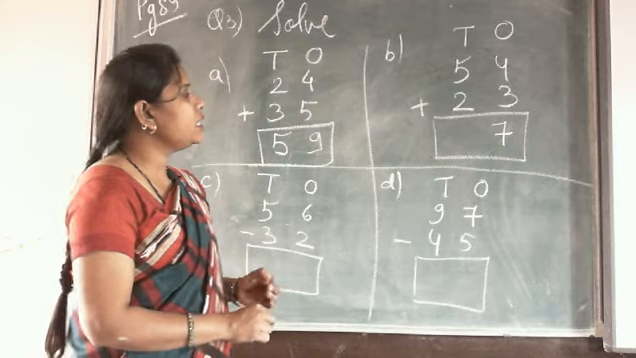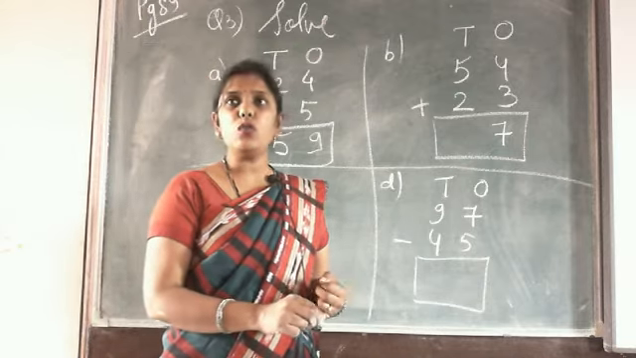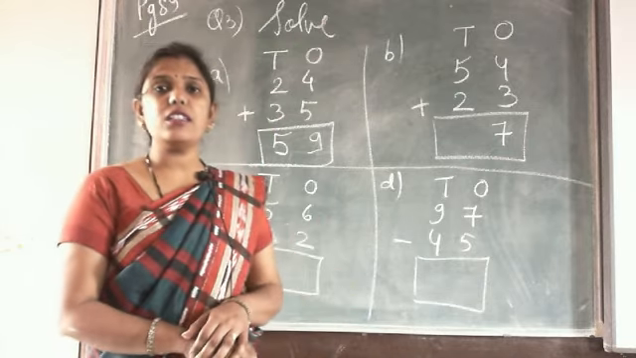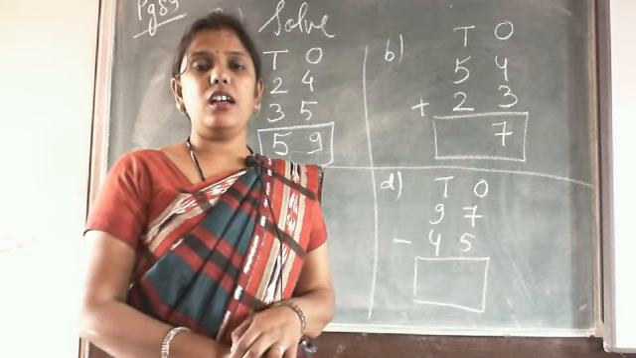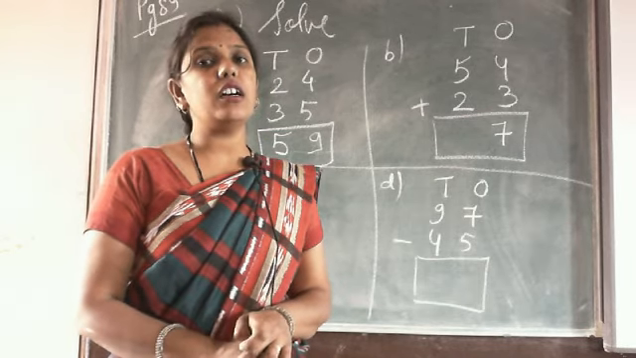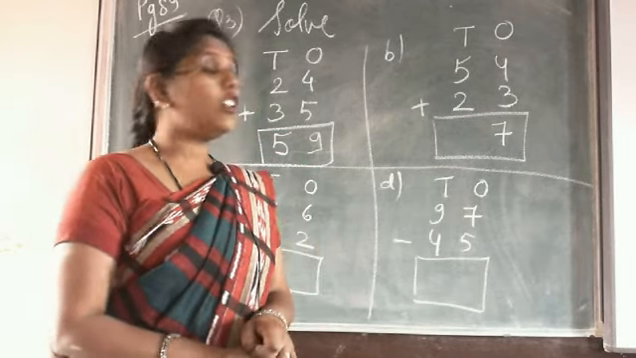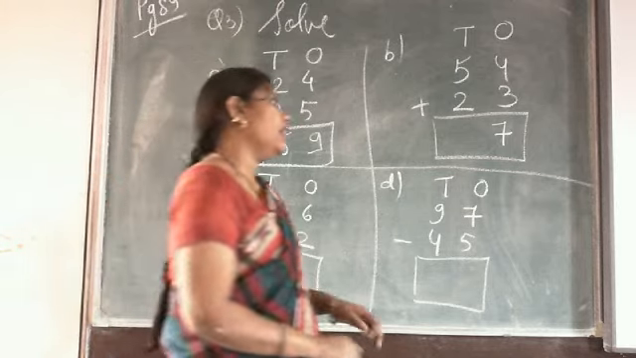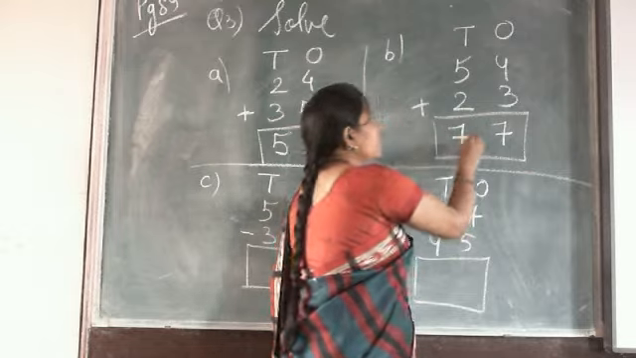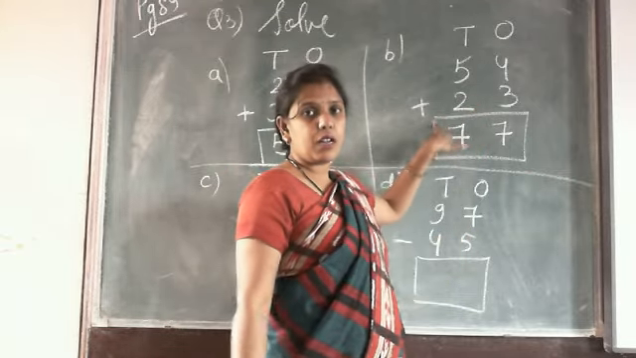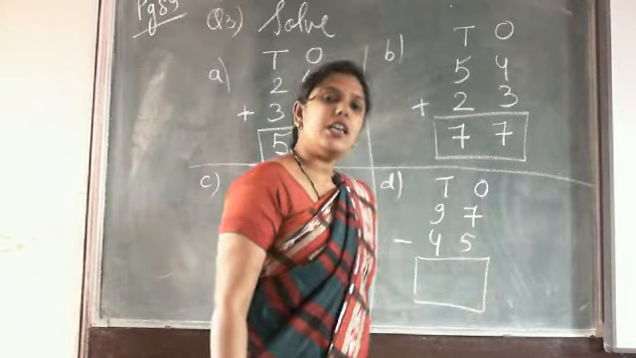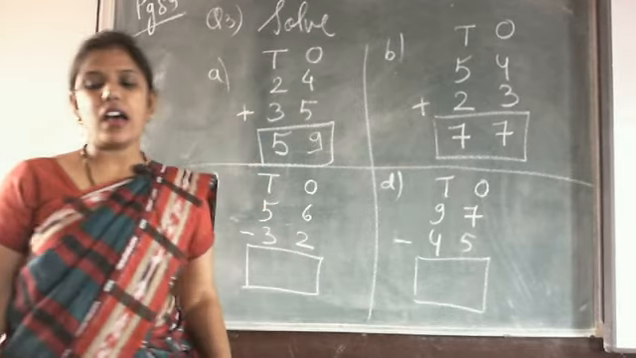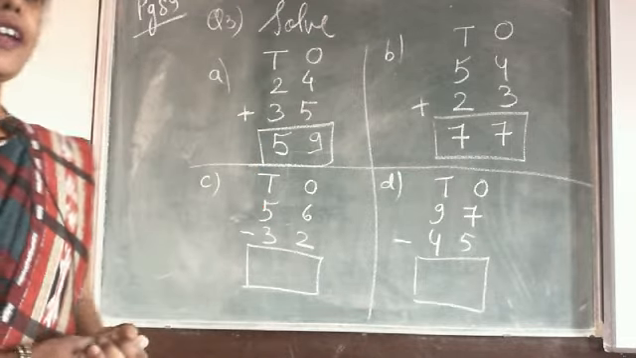Now add the digit at tens place. So tens place digit is 5 and 2. So take out 5 fingers. Taken. Now take out 2 more fingers. Now add all the fingers. 5, 6, 7. Again 7. So answer of 54 plus 23 is 77. Write fast.